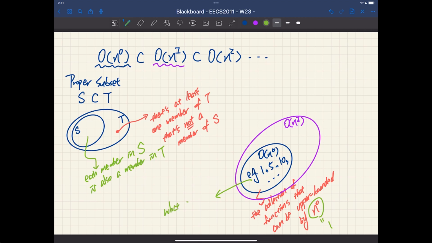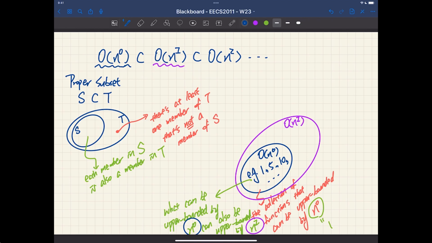What can be upper bounded by n to the power of 0 can also be upper bounded by n to the power of 1. And of course, it's really referring to the purple one. Okay so far?